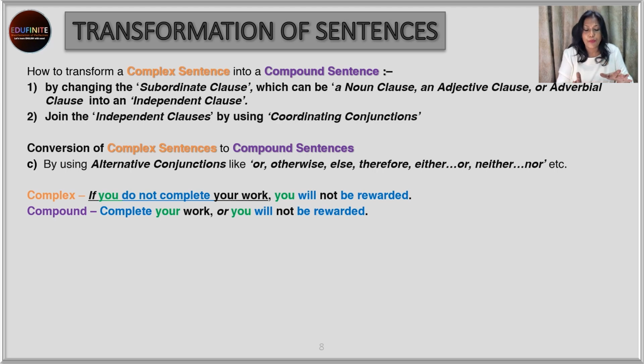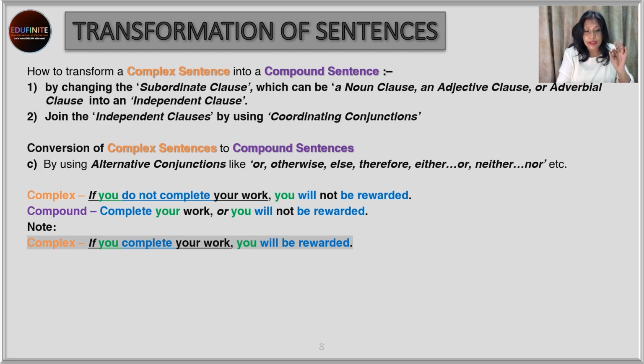So we remove the negative part. If you do not, we remove that. Complete your work, that makes complete sense. So complete your work, that's an independent clause, or is the alternative conjunction, and the next part is you will not be rewarded. So that's the compound sentence. Next. Now note over here, if the complex sentence reads as, if you complete your work, you will be rewarded, that means it's a positive meaning. Here, the other one which we had done earlier, if you do not complete your work, you will not be rewarded, that gives us a negative feeling.